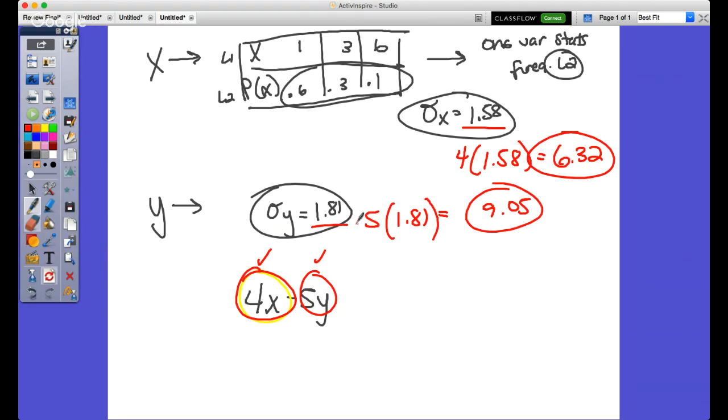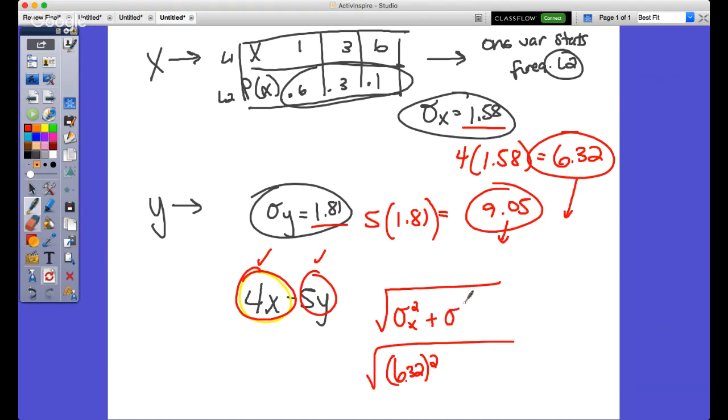Now, if it was the mean, we could simply subtract them, the X minus the Y, and we're good to go. But because this is standard deviation, one cannot simply add standard deviations. So I've multiplied by 4 and 5. Now I've got to take the square root of these values squared. So the new standard deviation of X squared, 6.32 squared, plus the new standard deviation of Y squared, 9.05 squared, and then we add them together and there you are.